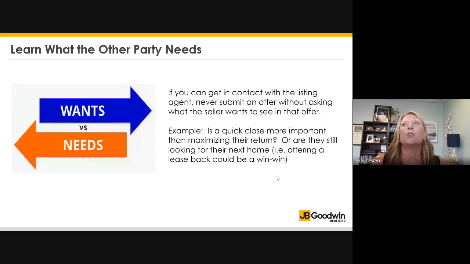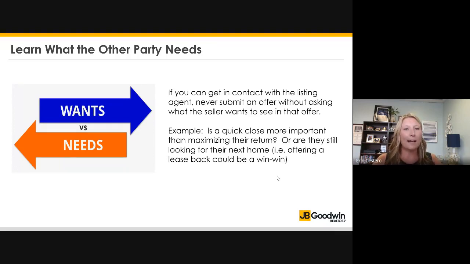All right, learn what the other party needs. If you can get in contact with the listing agent, don't hold up your offer. But if you can get in contact with the listing agent, never submit an offer without asking what the seller wants to see in that offer. I tell you guys this constantly. The first conversation I have with the listing agent, when I call to let them know we're going to be submitting an offer, is: are there any terms that your seller would see most favorable in this offer?